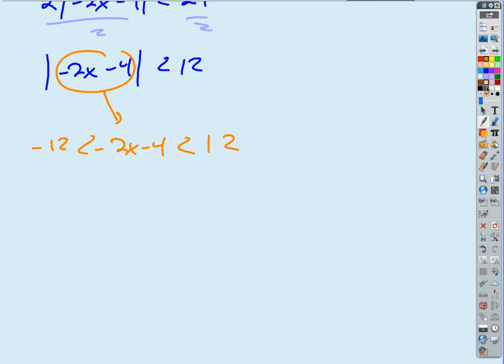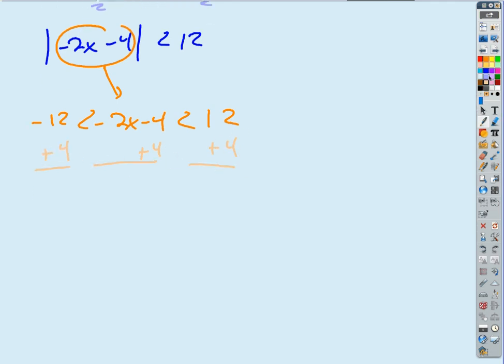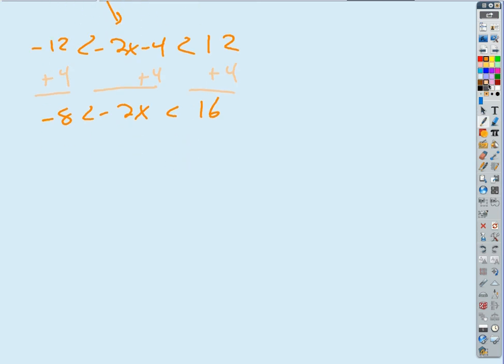So I'll add 4. I get negative 2x, negative 8, 16. I'll divide by negative 2, so I have to flip the signs. And I get my solution. I get x, 4, negative 8. I gotta flip those around, so I'll rewrite it. X is greater than negative 8 and x is less than positive 4.